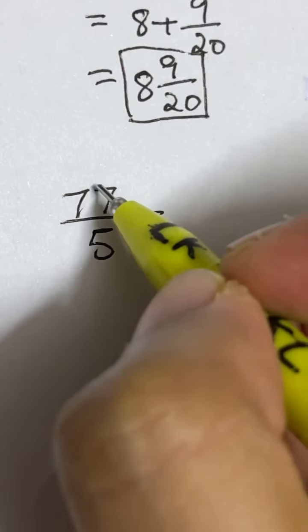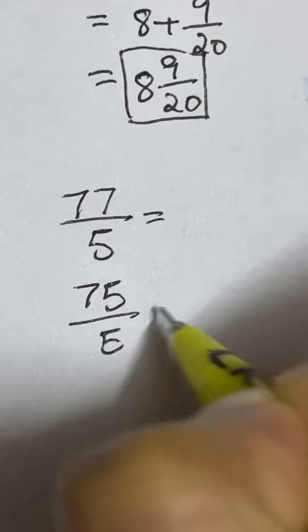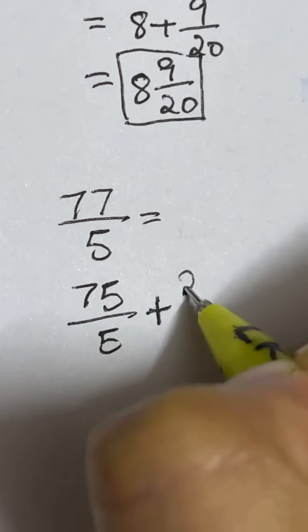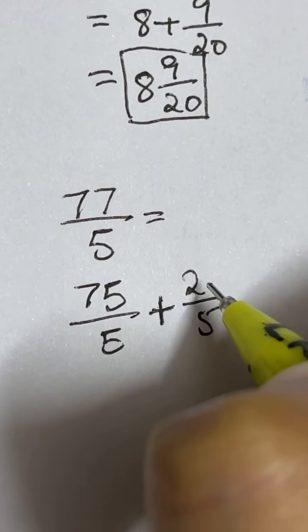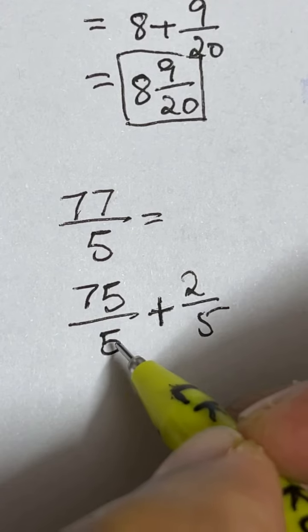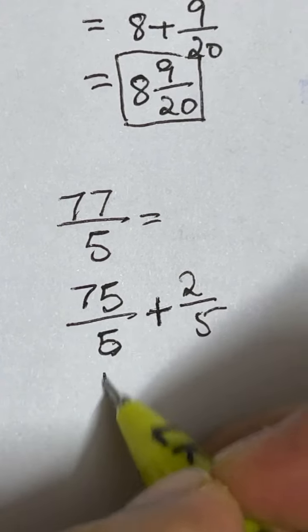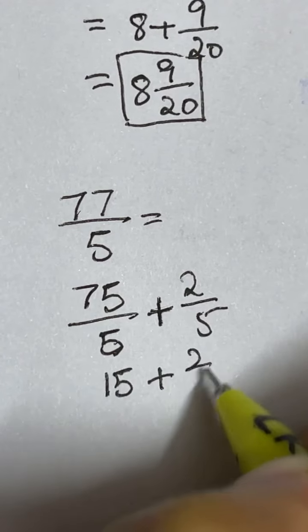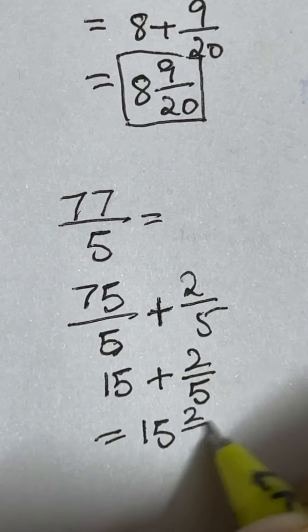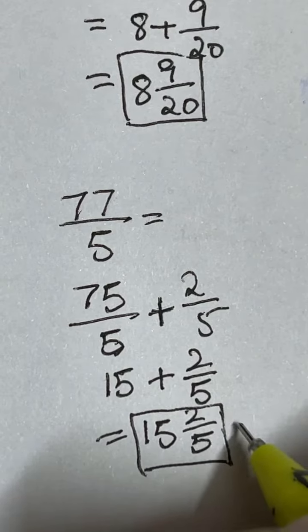So the highest multiple of 5 what I can take is 75 over 5. And 75 plus what will give me 77? That's 2 over 5. 75 plus 2 will give me back 77. So I have 75 over 5 and 2 over 5. 75 divided by 5 is 15 plus 2 over 5. So my answer is really clear. 15 2/5 and done. This is my mixed number.